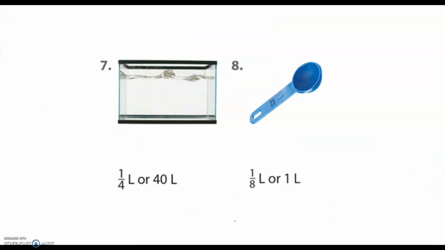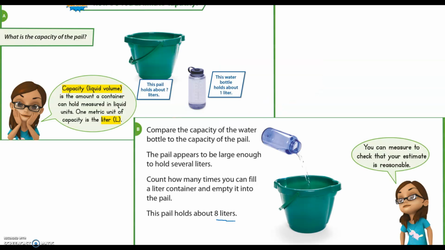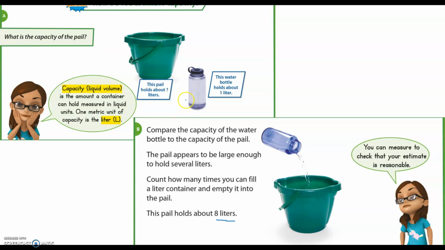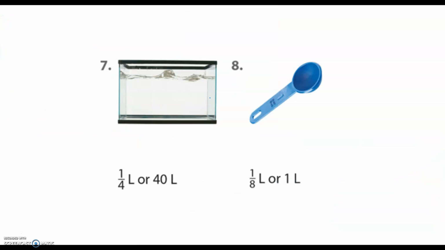Now, knowing that a liter is about the same as this water bottle, let's estimate what we think the capacity of these two items are. So number 7, we have this aquarium. Do you think this big aquarium would hold 1/4 of a liter, which means 1/4 of this water bottle? Or do you think it would hold 40 liters? I would estimate that it would hold 40 liters because 1/4 of a liter is pretty small.